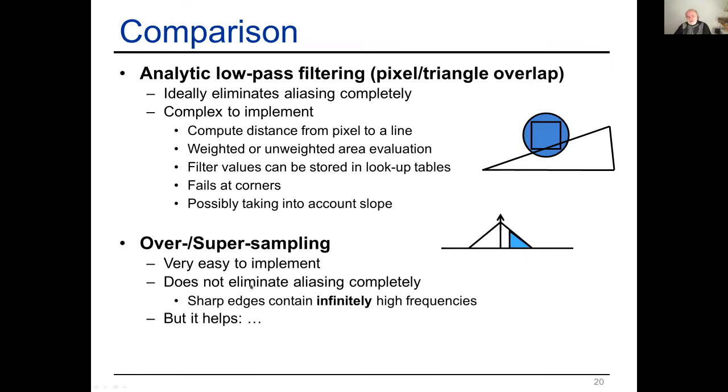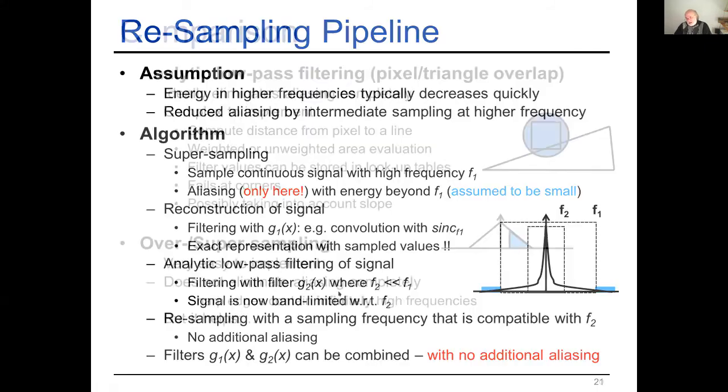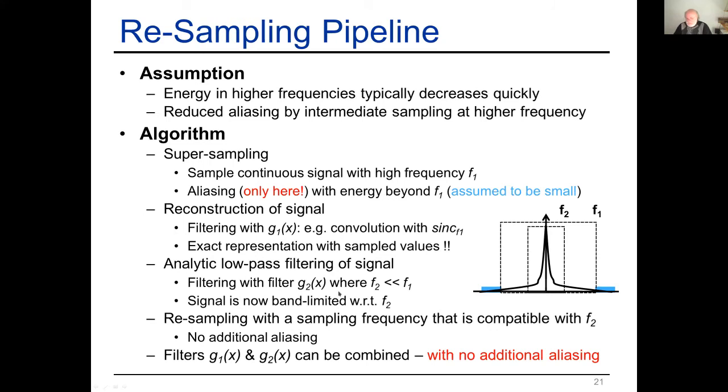What is being done today is essentially oversampling, so sampling at a higher frequency than you actually represent in the final image. But again, this is limited, because edges create infinite frequencies, and obviously we cannot sample at infinite frequencies. So here is the trick. Here is the supersampling idea, called the resampling pipeline. It's a little bit complicated, but once you get the idea, it's pretty obvious.